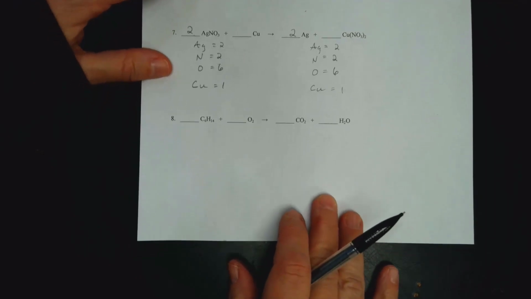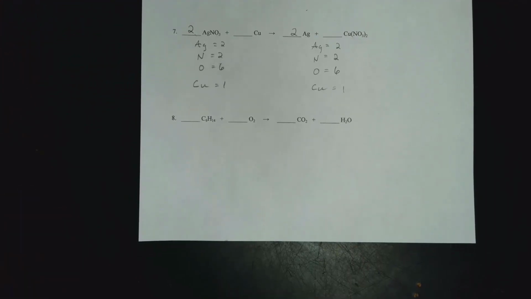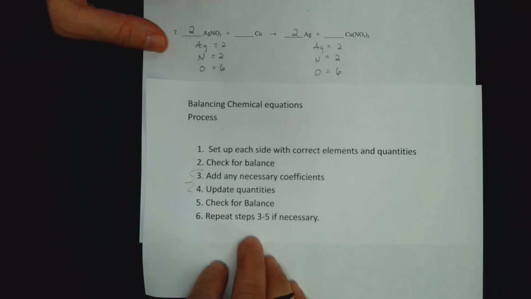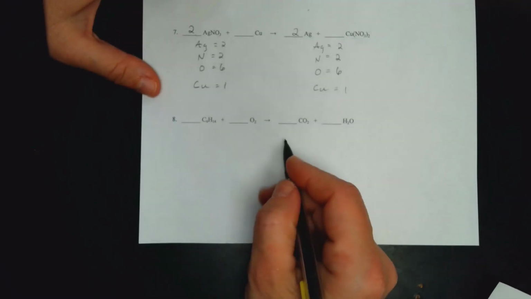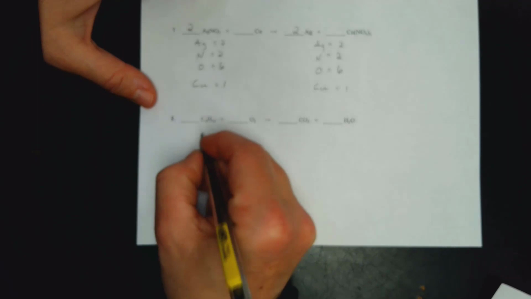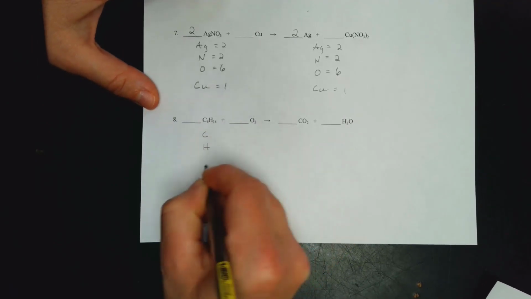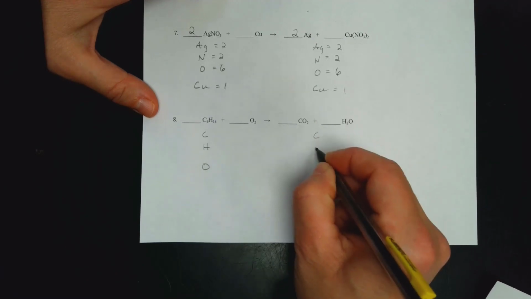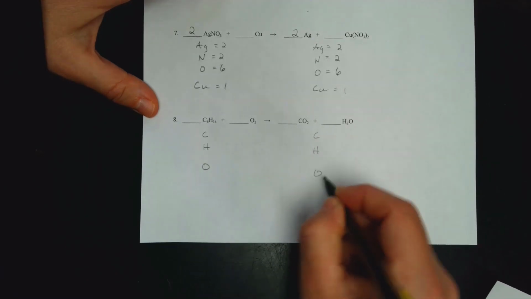Now let's go ahead and work on number 8. Number 8 is kind of a nasty little problem. And this is one of those that I simply call trial and error problems, where sometimes when I was doing this problem, I could not find a clear path to do it in my head. So I simply trialed and errored until I got what I wanted. Now, with that said, the process starts the same. We set up each side with the correct elements and quantities. So carbon, hydrogen, and oxygen. Then we do the same thing on the other side in the same order. Carbon, hydrogen, and oxygen.